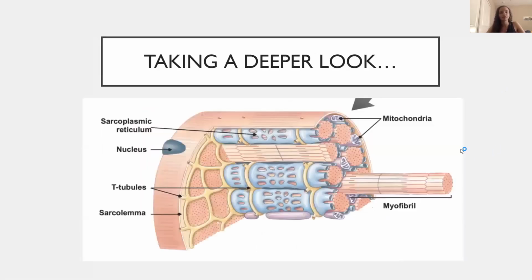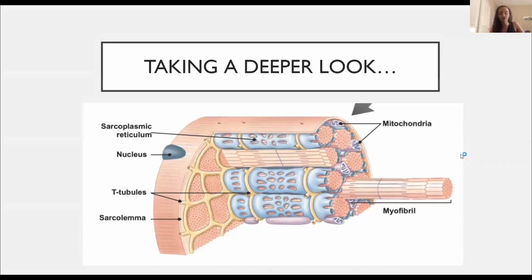So this is the inside of a muscle fiber. We have mitochondria, which is the powerhouse of the cell, where ATP is generated. It's where we produce all the energy needed for contraction. The myofibril is the functional part of the cell, the part where the actual contraction happens.